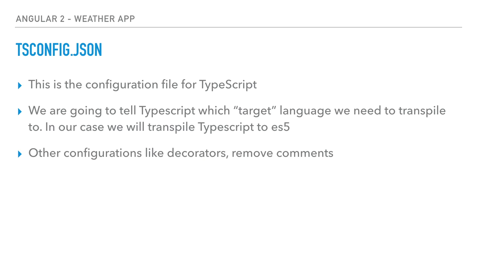But in the future, if the browsers support ES6, we don't need to generate a JavaScript with the compatibility to version 5, right? So this is what we are going to tell in this tsconfig.json. Also, there are other things, like specifying how to treat the decorators, if we want to remove the comments from the source code, and so on.